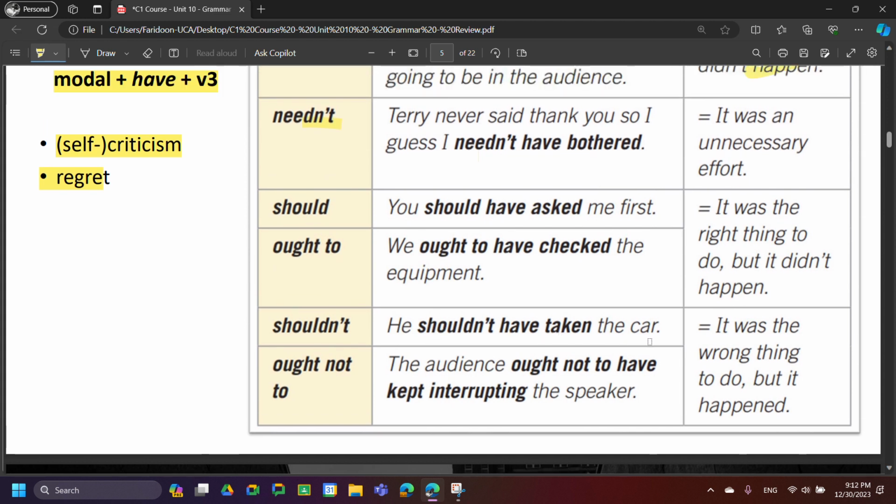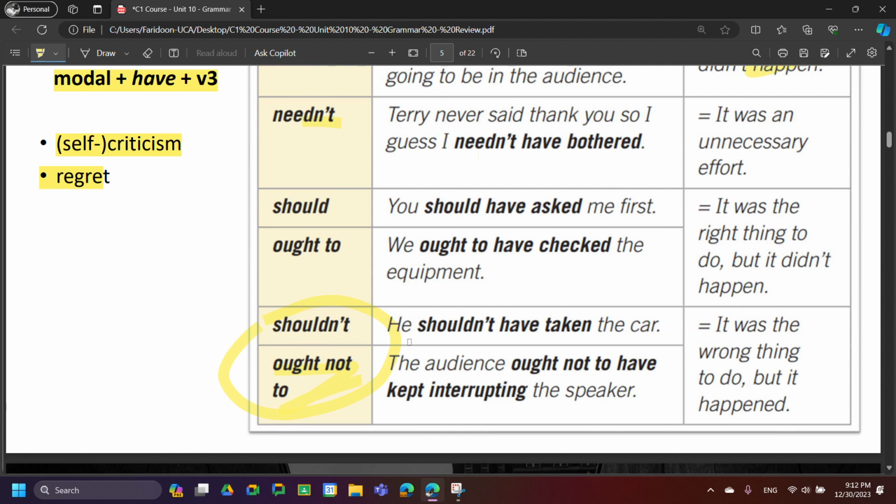He shouldn't have taken the car. It was wrong. It was the wrong thing to do as well, but you did it, so it happened. And ought not to, which is also the same. It's going to be just a more formal version of shouldn't.